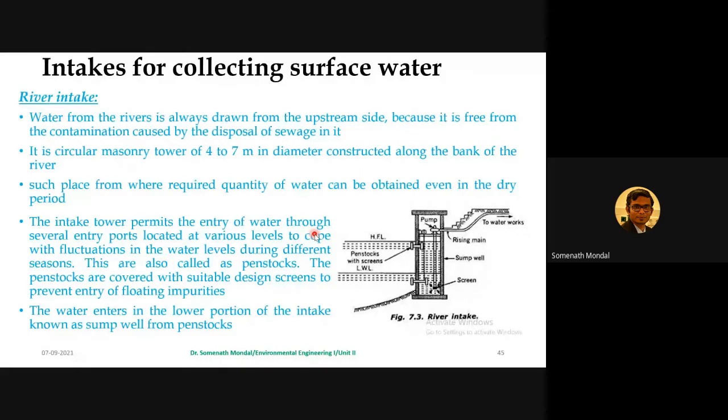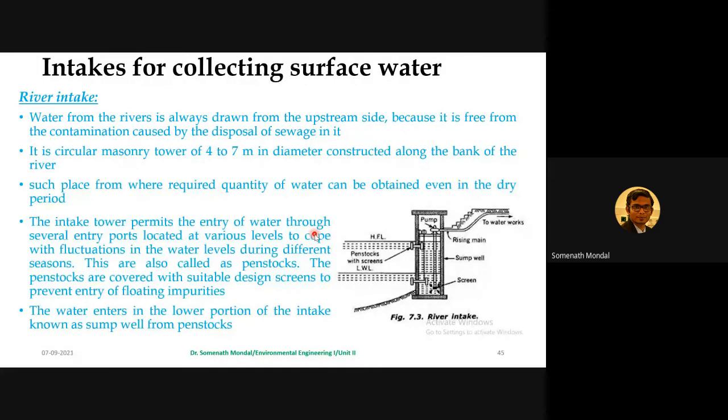It is a circular masonry tower of 4 to 7 meters in diameter constructed along the bank of the river, at such a place from where the required quantity of water can be obtained even in the dry period. This is very, very important. The water enters the lower portion of the intake, known as the sump well, from the penstocks. So this is the way in this case.